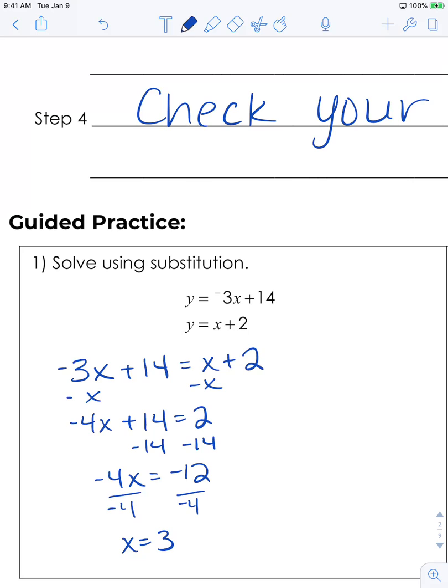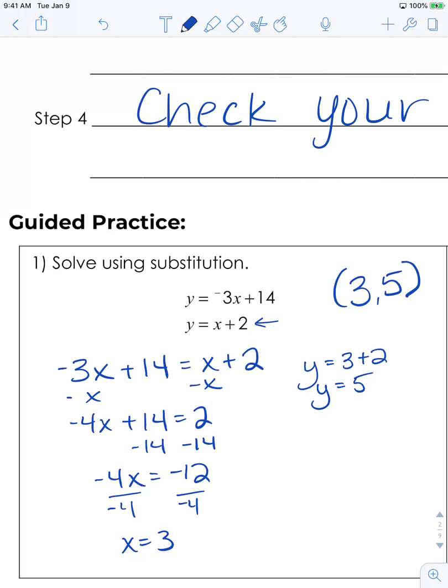Then you can substitute the x back into either of these equations. If you're looking, this one is the easiest because there's no coefficient. So we'll substitute back in here. y is equal to 3 plus 2. y is equal to 5. So your solution is (3, 5).